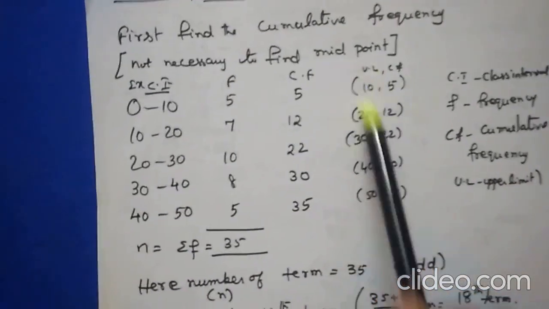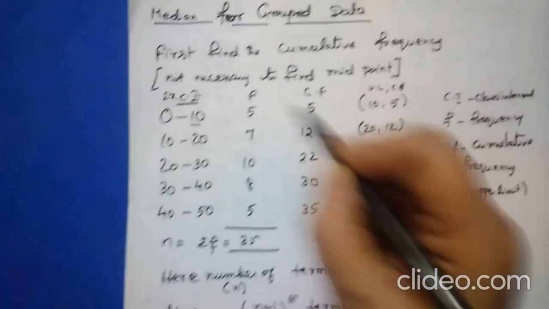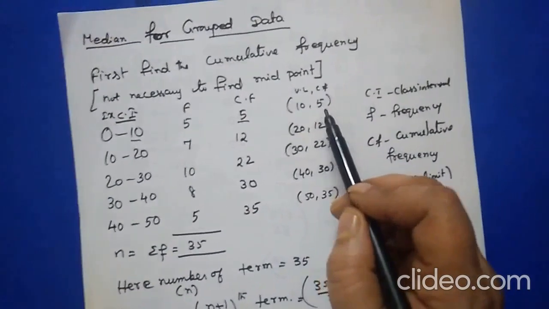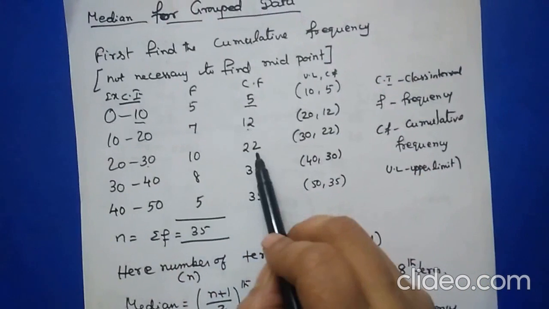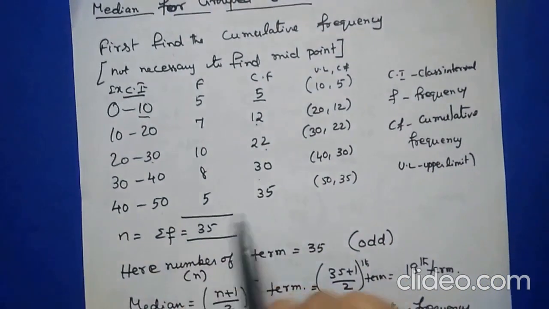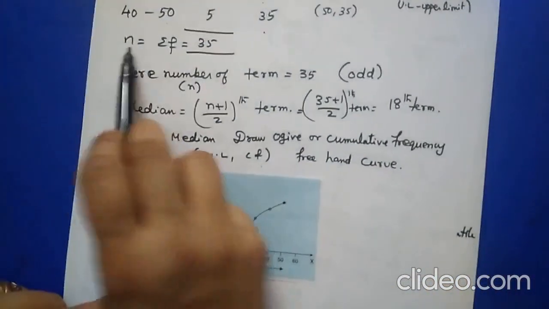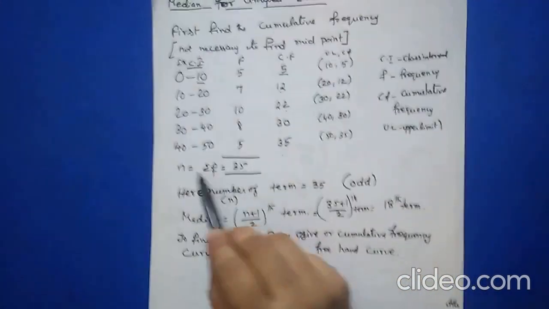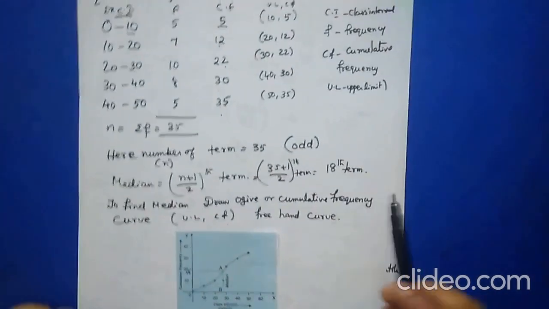Now immediately you have to mark on the side the upper limit and cumulative frequency, because in the ogive you are going to use only the upper limit. So 10, 5; these are the points you have to mark in your graph: 20, 12; 30, 22; 40, 30; 50, 35. Upper limit and cumulative frequency. Now, n is equal to sigma f is equal to 35. See here, the last cumulative frequency is also 35. So sigma f is represented by n. The 35 is an odd number.